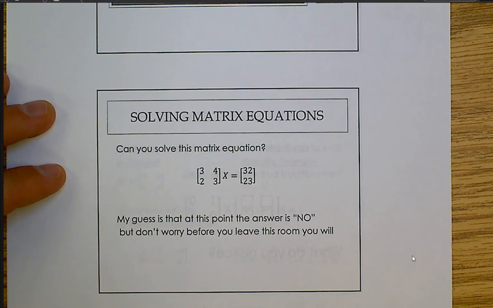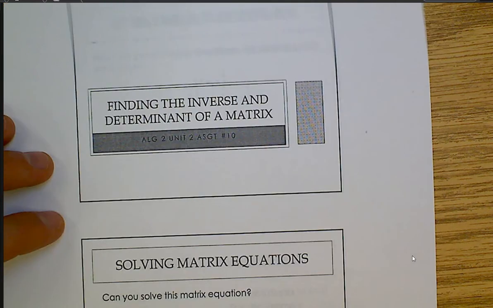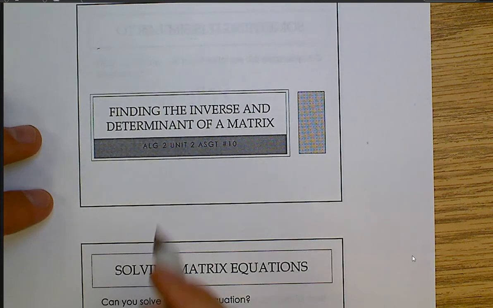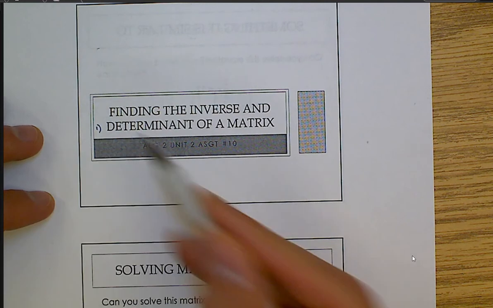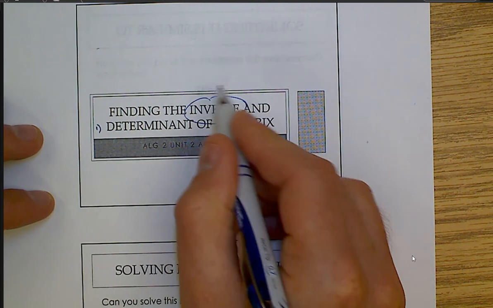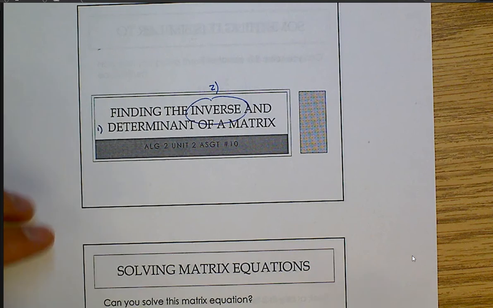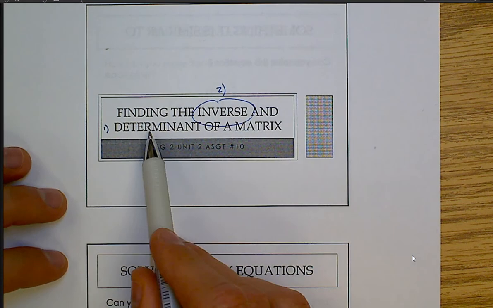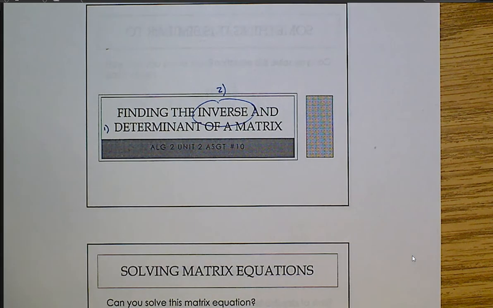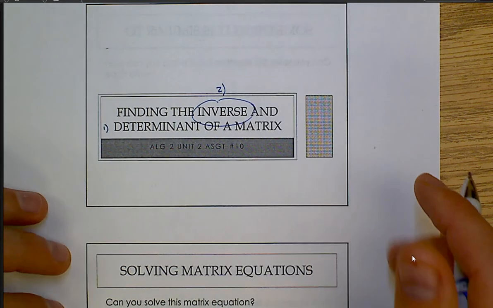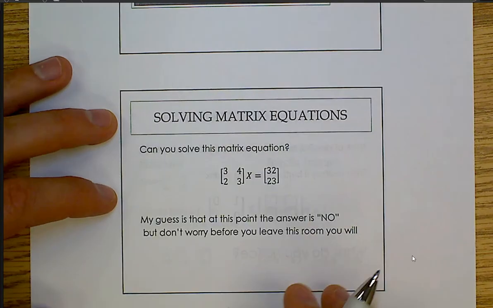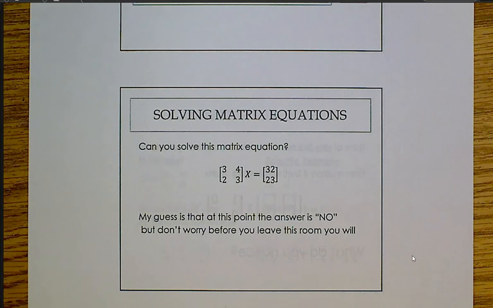So here we go. What we're trying to do today is two things. We're going to find the determinant of a matrix, and we're going to find the inverse of a matrix. And the nice thing is you use the determinant to help you find the inverse, and you use the inverse to help you solve. All right, and so I'm going to show you how that's done. So let's just jump right into it.